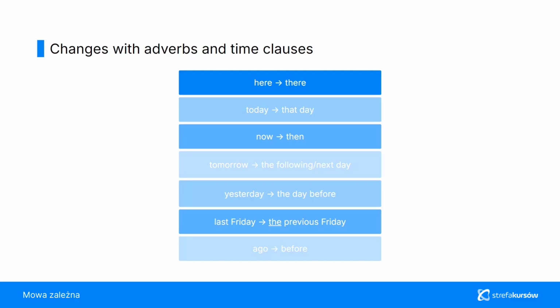So as you can see, here changes into there. Because if I report something, I might not be here anymore. The here, which was said in the original quote. Maybe I'm somewhere else. So we must say there. Today changes into that day. Now into then. Tomorrow, the following, or the next day. Yesterday, the day before. Last Friday, Monday, Wednesday, you get the spirit, the previous Friday. Ago, before, like 10 years ago, 10 years before.